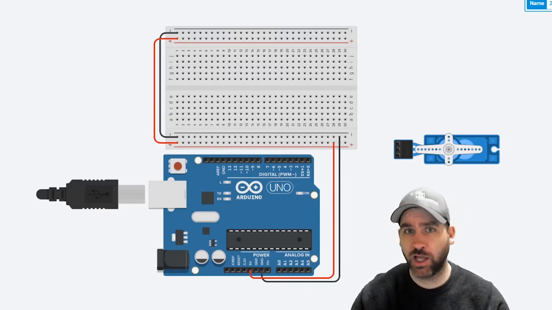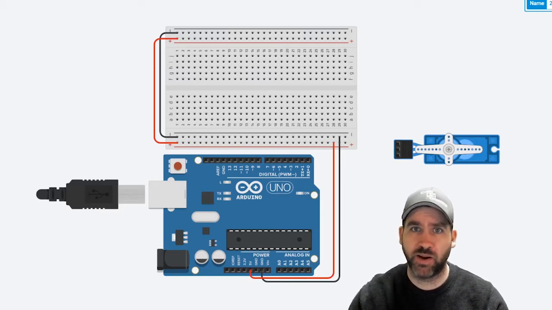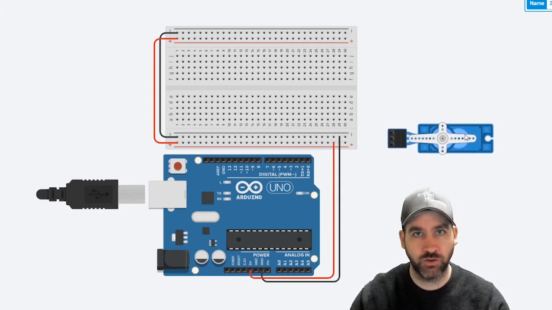This is lesson number 12, where we're going to control a servo motor using buttons. So for our wiring diagram, we're going to start off by bringing in our servo motor, just like the last lesson, and we're going to wire this up to our board.